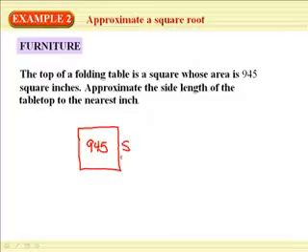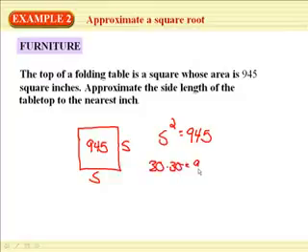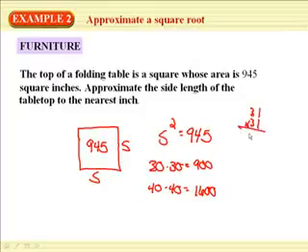I know that side times side, so I know that s squared has to equal 945. So I know it's got to be a pretty big number because I know the perfect squares we've been dealing with are pretty small. So let's look at 30 times 30 is 900. Okay, and then let's look at 40 times 40, which is 1600. So that tells me that the number's between 30 and 40, but I know that it's probably closer to 30 than it is 40. So let's try 31 times 31.